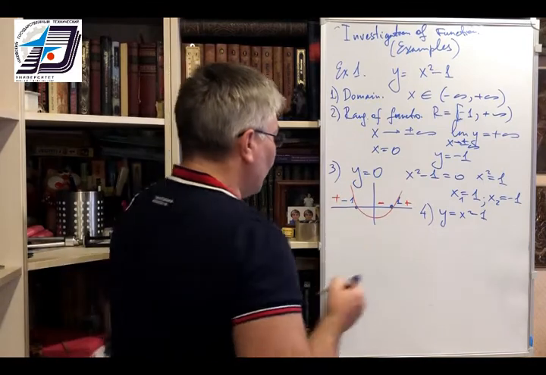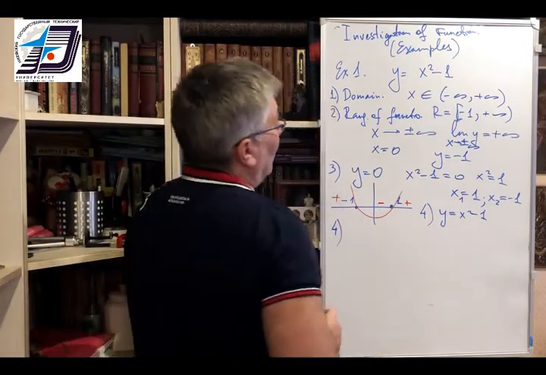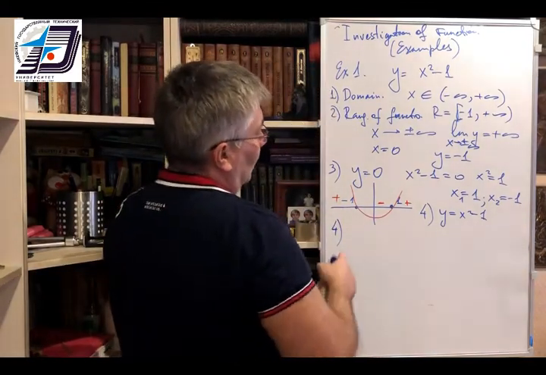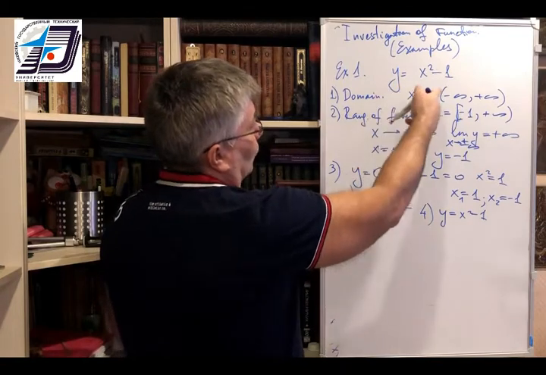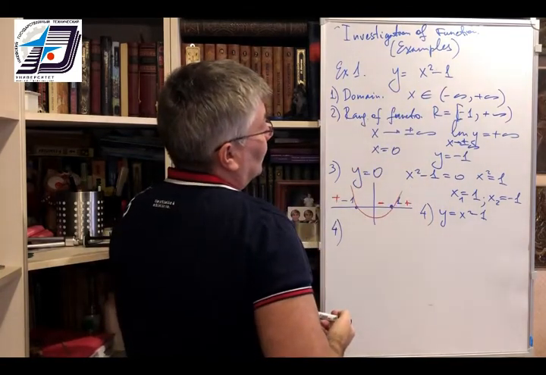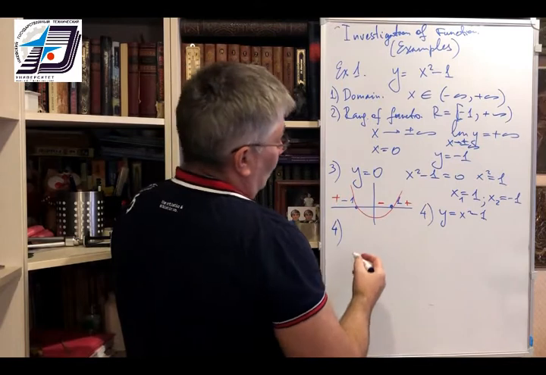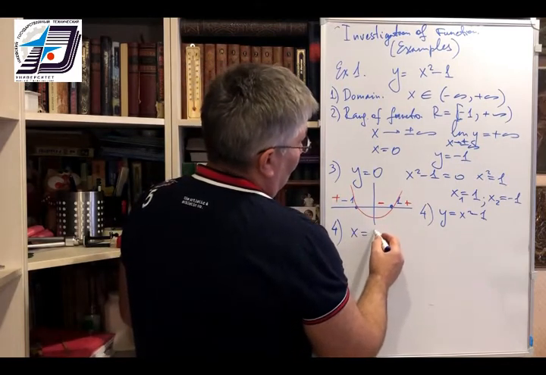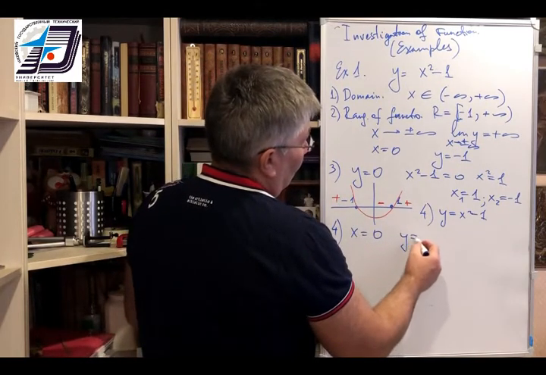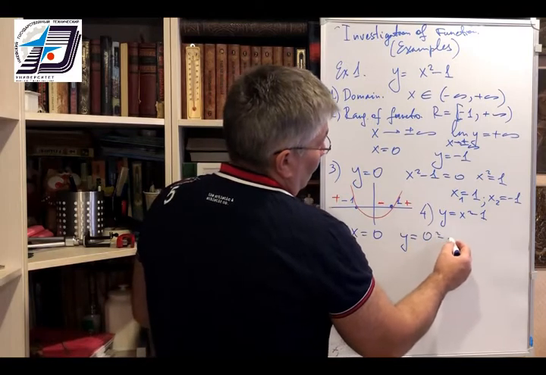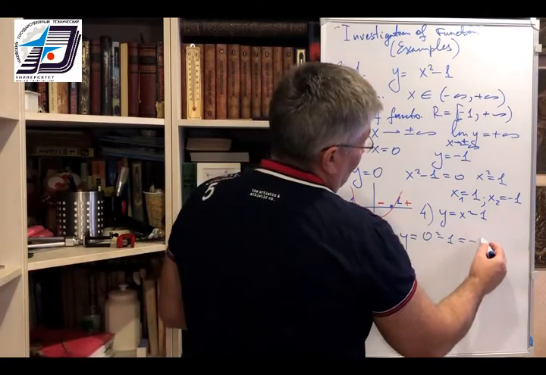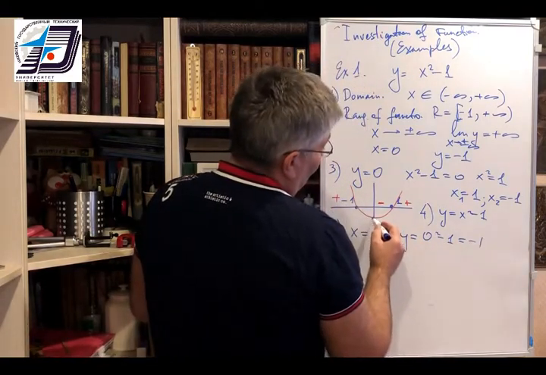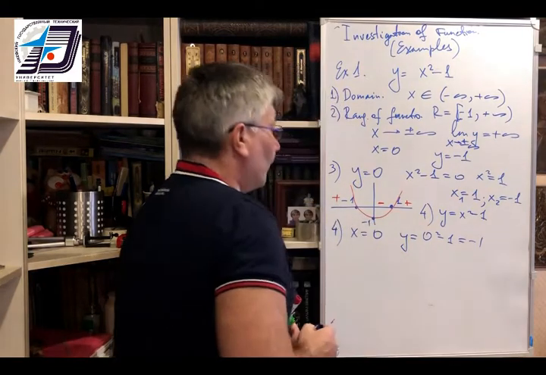The first idea here, we have to define when the function x squared minus 1 intersects axis y. So when x equals 0, y equals 0 squared minus 1, and it is minus 1. So this point here is minus 1.